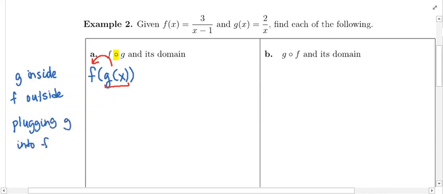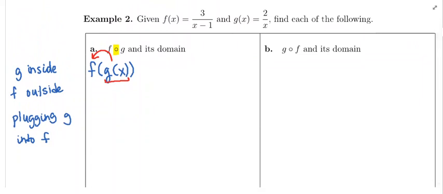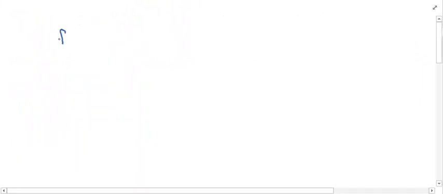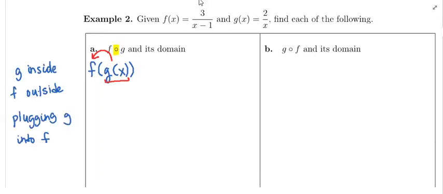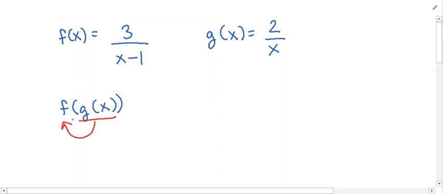We're plugging g into f. Okay, so this is going to actually be kind of a lengthy process. So I'm going to do this on a separate sheet of paper because I don't have a whole lot of room in this box here. Okay, so I'm going to go to the next page. I'm going to go ahead and write down f of x is equal to 3 over x minus 1, and then g of x is equal to 2 over x. Okay, and we are finding f of g of x. Again, this means we are plugging g into f.